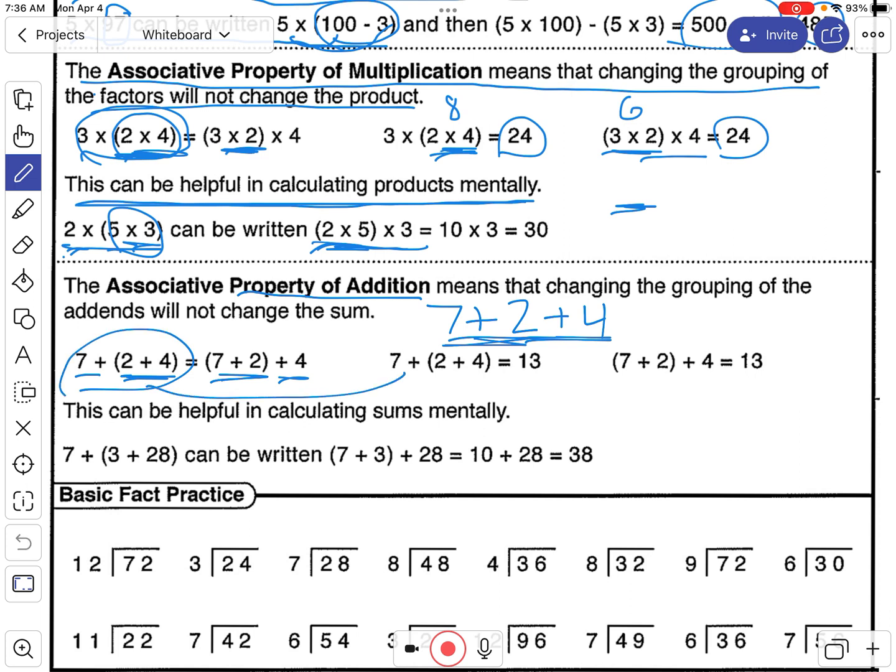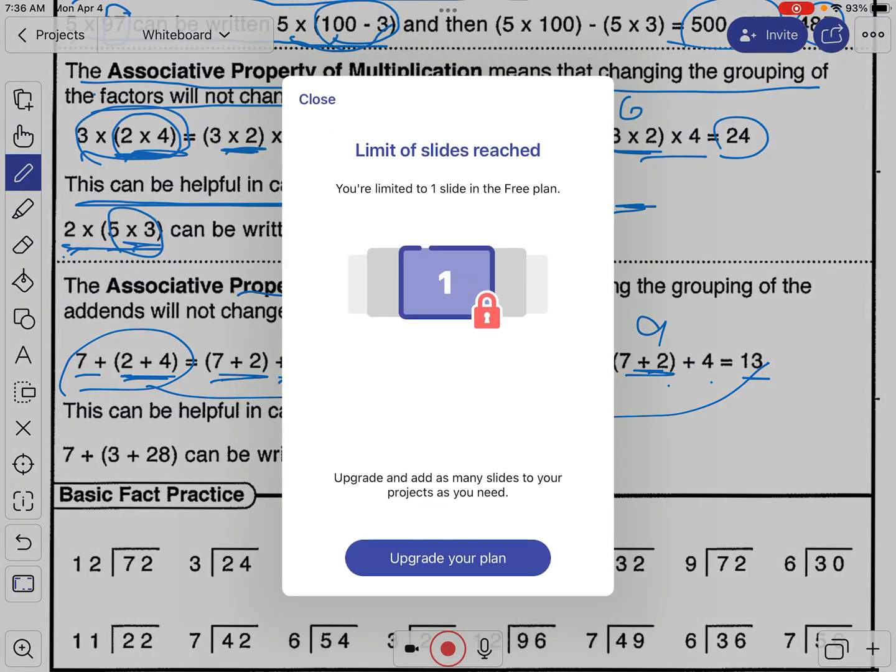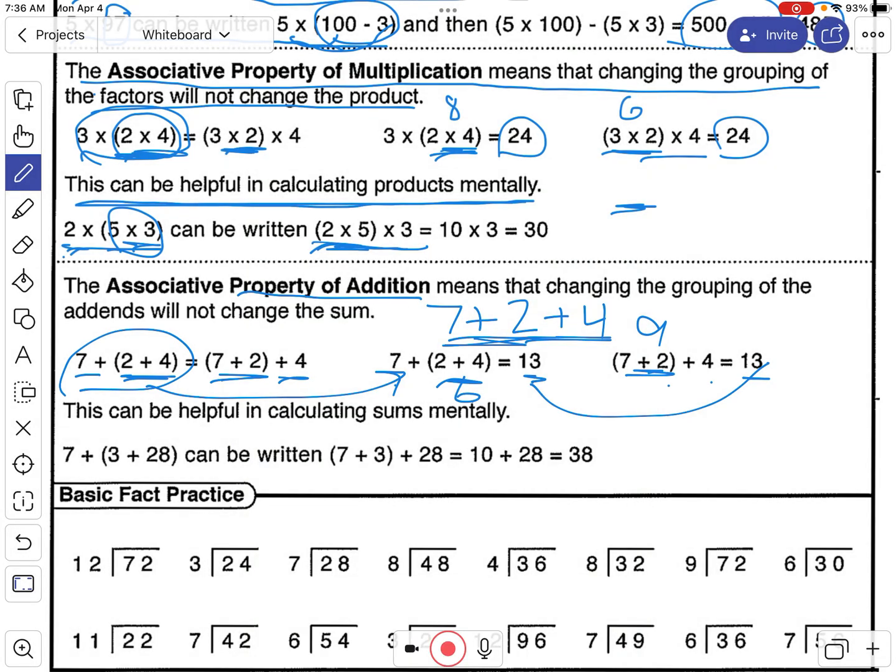This one I'm going to do right here. I'm going to add the 2 plus 4 first, which is 6. 7 plus 6 is 13. Or if I add the 7 plus 2 first, I get 9. And 9 plus 4 is 13. Does not matter. See, the 13 and the 13, it does not matter which one I do first. If I add the 7 plus 2 first, or if I add the 2 plus 4 first. Same thing. Okay, same thing up here.